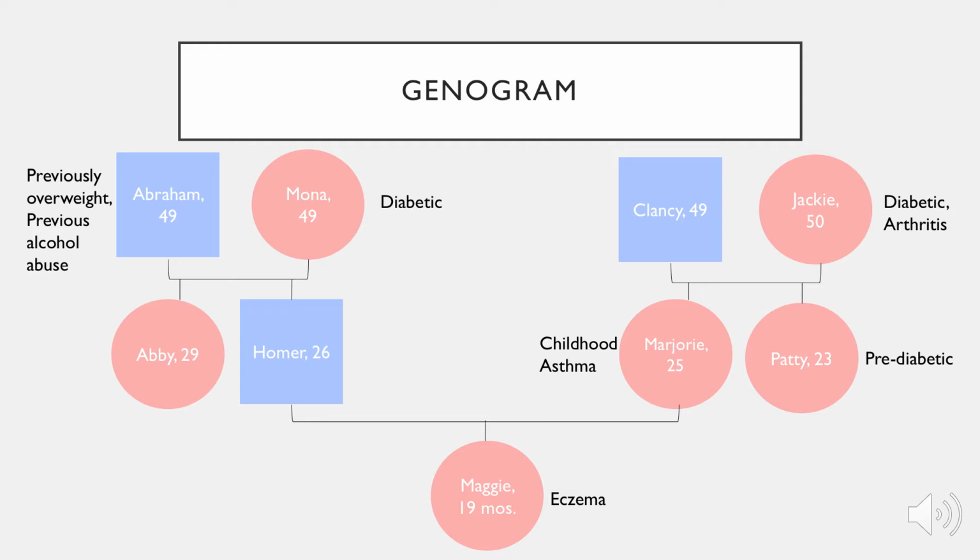Moving to the right side of the genogram, Clancy and Jackie married and had Marjorie and Patty. Clancy has had previous bone fractures that are now well healed, and he does not suffer from any medical problems currently. Jackie is a diabetic and has osteoarthritis. Patty is pre-diabetic, and Marjorie suffered from childhood asthma without any current complications. Homer and Marjorie began dating in high school and married years later in 2020. Together they had Maggie, who suffers from eczema, a common skin condition in children.